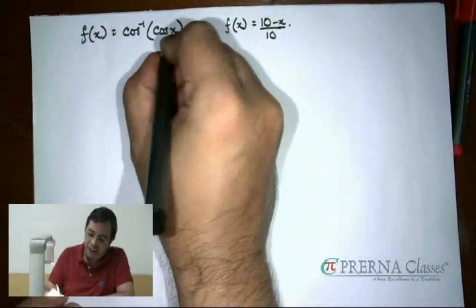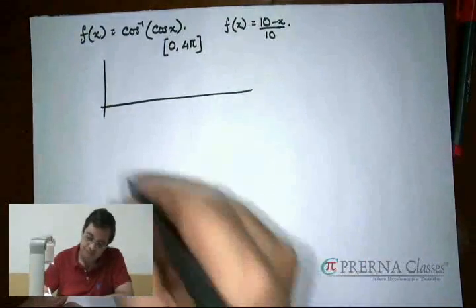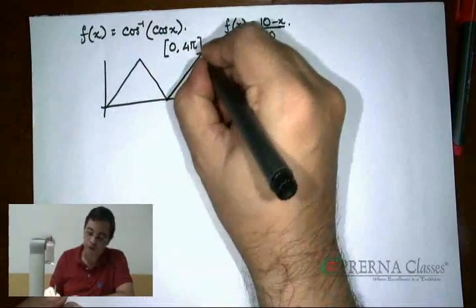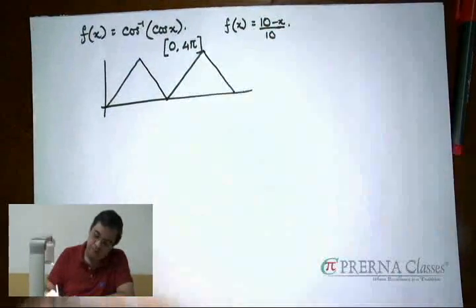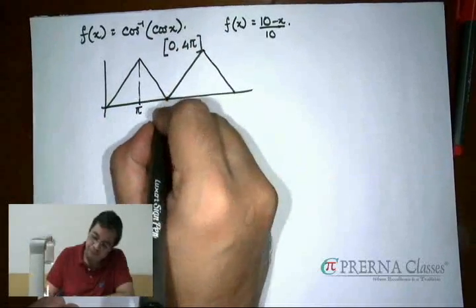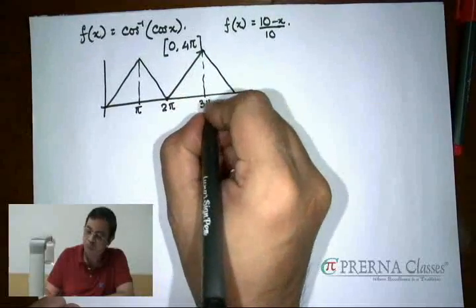From 0 to 4 pi, if we consider cos inverse of cos x, the graph of that is going to be this way, with this value being pi, this is 2 pi, this is 3 pi, and this finally is 4 pi.